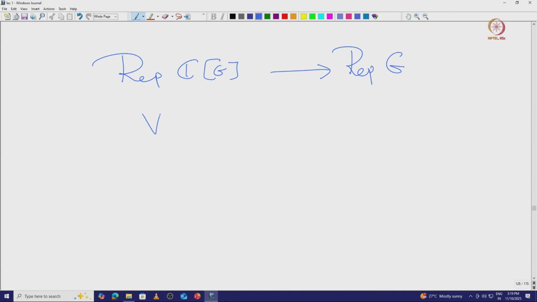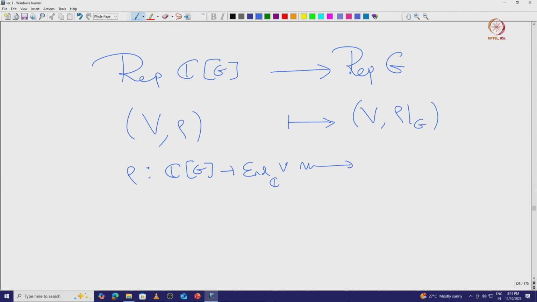The map is defined as follows: you take (V, rho), which is an algebra homomorphism from CG to endomorphism of V, and map it to (V, rho restricted to G). So rho restricted to G is a map from G to GL(V). For the converse map, given any group homomorphism rho dash from G to GL(V), one can easily extend this map to CG using linearity.